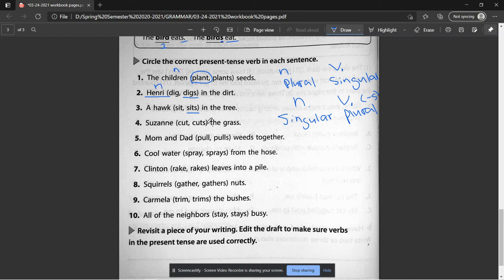Okay, now you're going to do number 4, 5, 6, 7, 8, 9, 10, all on your own. Practice. Remember that if your noun is plural, the verb needs to be singular. But if the noun is singular, then the verb needs to be plural. And if it's plural, that means that it has the letter S at the end.